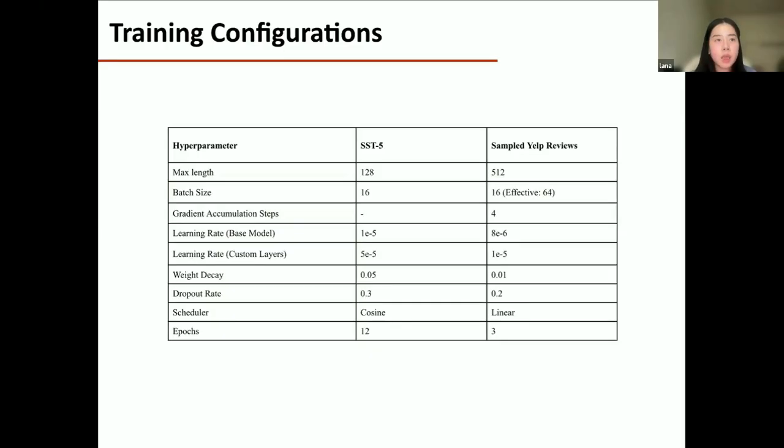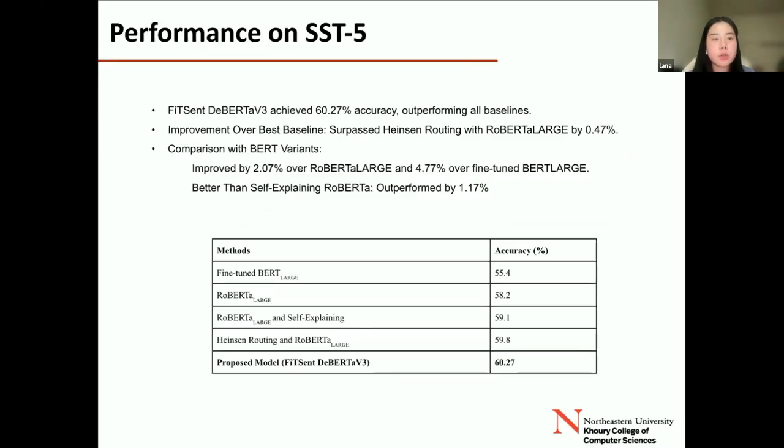both of them. Okay, so here are some results on performance. First is performance on the SST-5 dataset. We evaluated our approach against several established baselines on the SST-5 dataset.